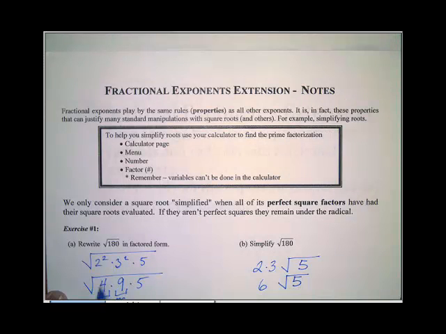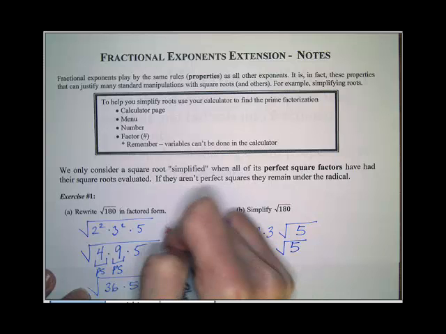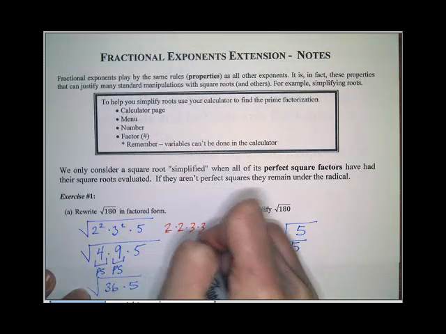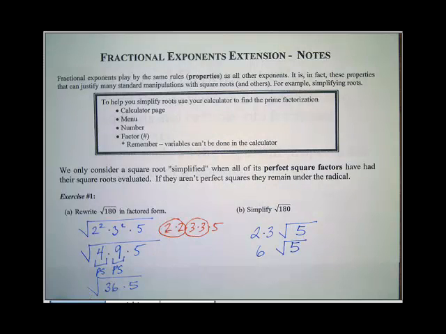Now I could have also, way over here in this problem, 4 times 9 is 36, so I could have had 36 times 5. Some of you also learn to do 2 times 2 times 3 times 3 times 5, and we take out pairs because it's a square root, or an index of 2. So we take out pairs. However you do it, you need to do it correctly.